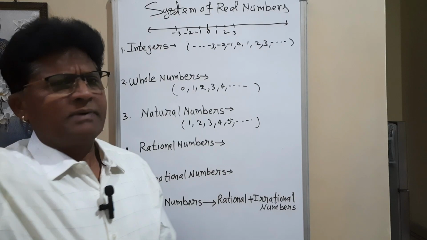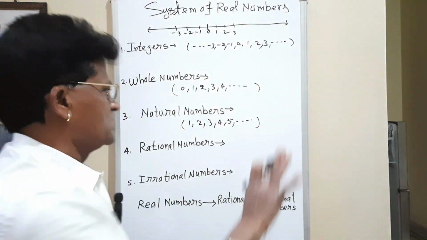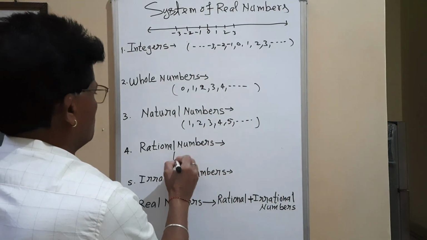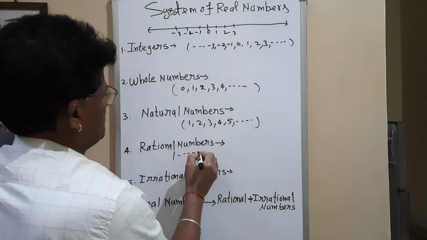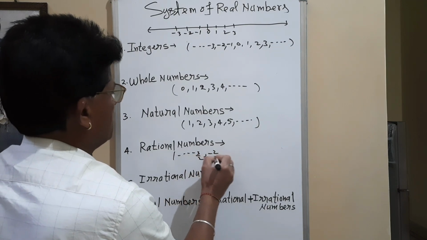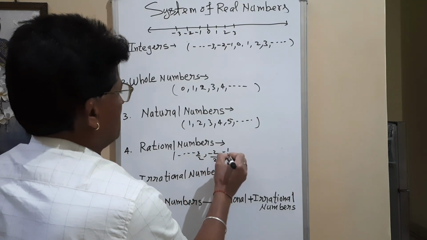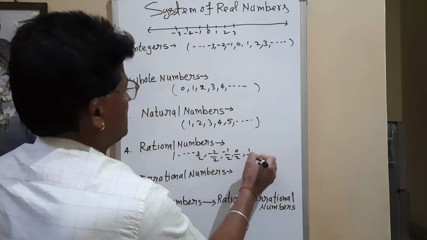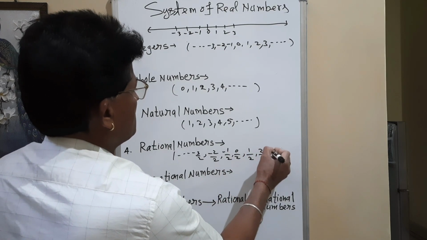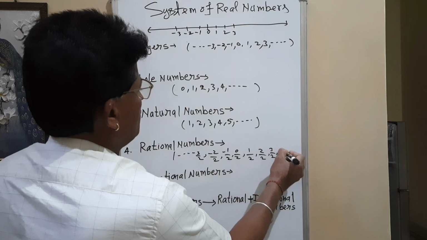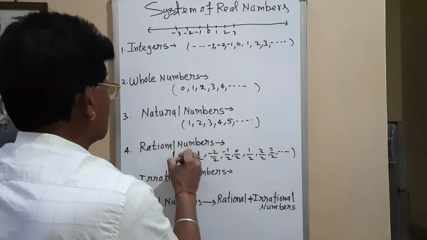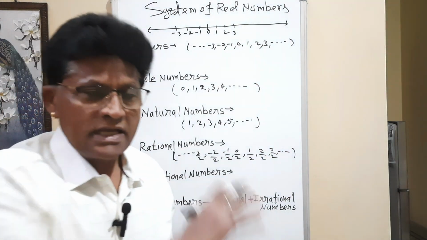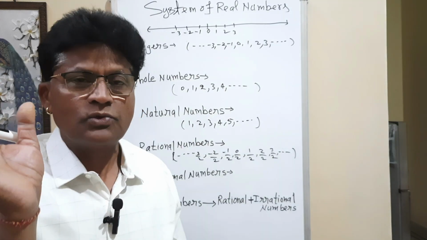All the numbers you divide by 2. Suppose I am taking an example. Suppose I am going to divide all the numbers by 2: -3 divided by 2, -2 divided by 2, -1 divided by 2, 0 divided by 2, 1 divided by 2, 2 divided by 2, 3 divided by 2 and so on. All these numbers are rational numbers. I have taken the example of dividing by 2.